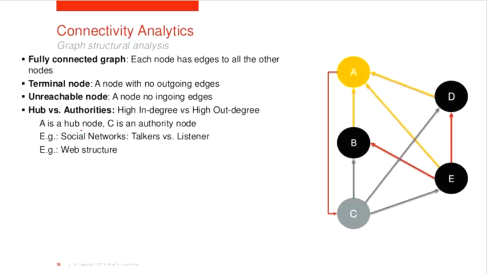Hubs are the ones that have the most high in degree, the most number of incoming edges. Okay. In social networks, these are listeners. These are the ones that have the most amount of information influx. Okay. And then there are authorities that have high out degree. These are the influencers. These are the talkers. These are the ones that have the maximum outreach. Okay, so these are important in understanding the dynamics of any network.